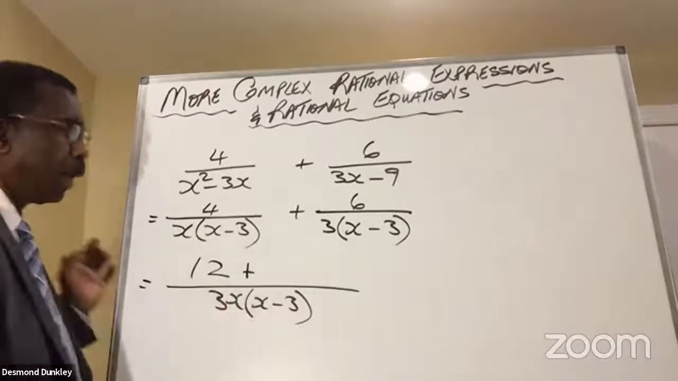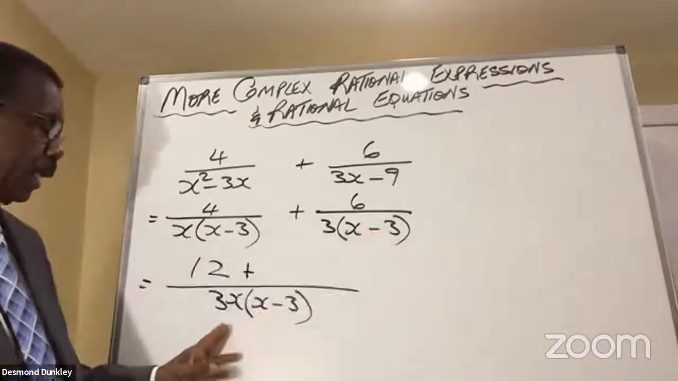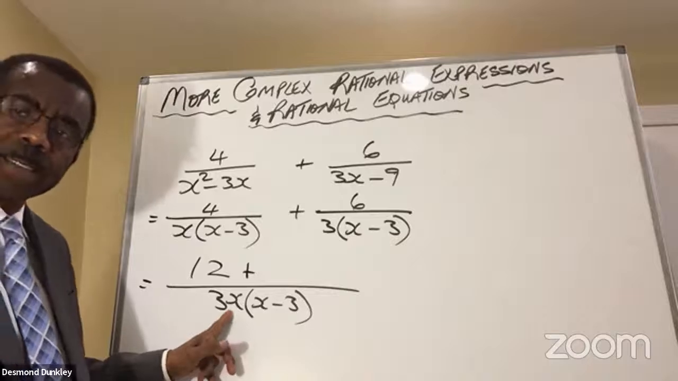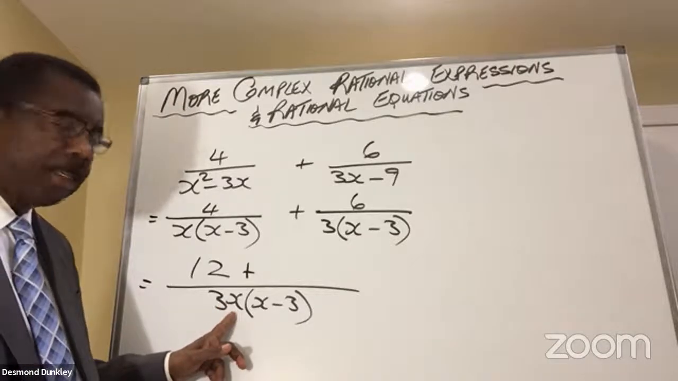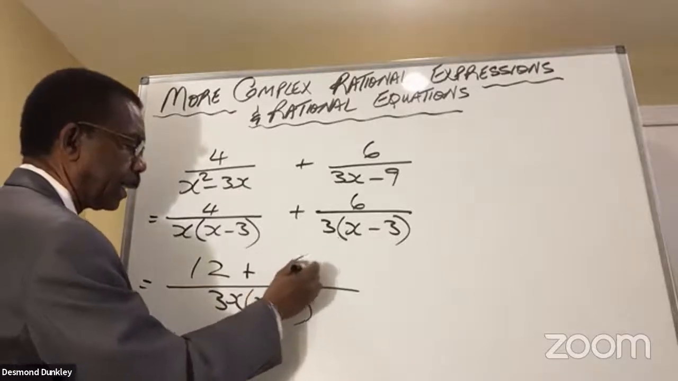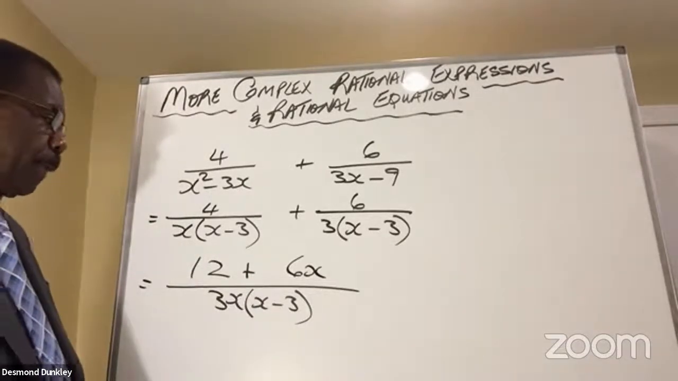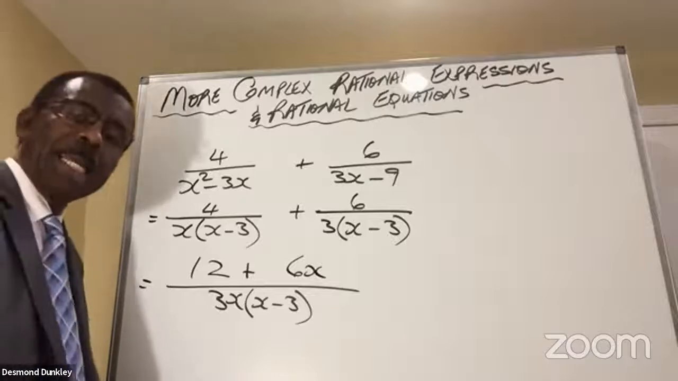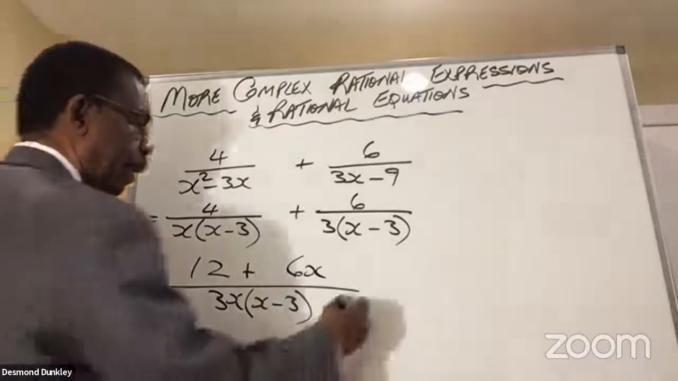Plus, what did I do to this denominator to make it to this? I introduced the x. I multiply by x. So therefore I have to multiply the top by x. So I end up with 6x. And now we're going to go and see if there's anything else we can do with this.